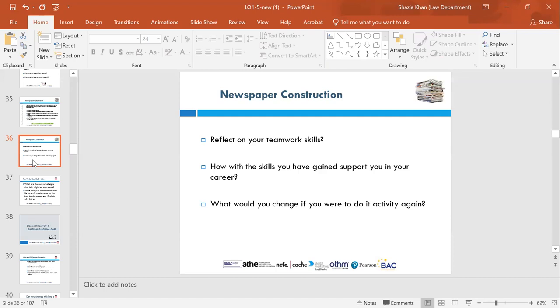And what would you change if you were able to do this activity again? So if there's any sort of changes that you would like to make once you have completed that activity, it would have an impact on the way you deal with things differently.